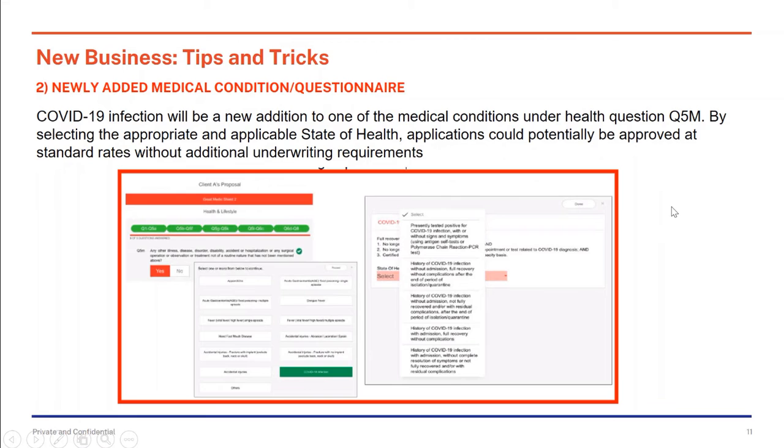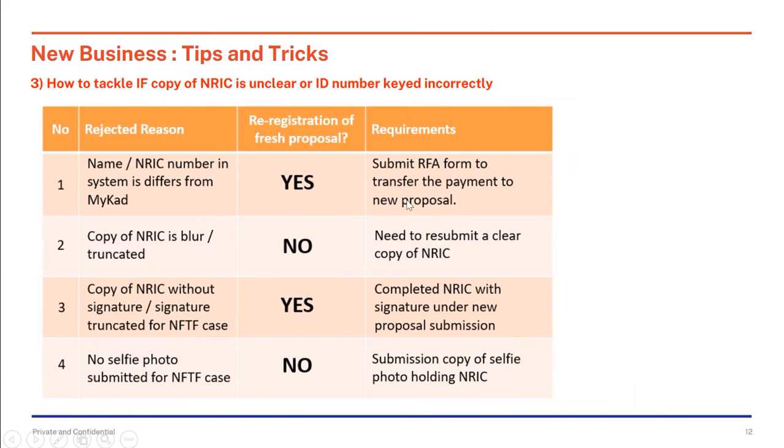Okay. So now on the third tip on how to tackle the NRIC, let's say if this is unclear or the ID number you keyed in incorrectly, because sometimes you may be a bit confused on whether I should submit a new case or I should just submit a copy of an NRIC so that the underwriter will pick up again. So here we have the fourth scenario, so that perhaps you can take note whether you need to re-register a fresh proposal or not.